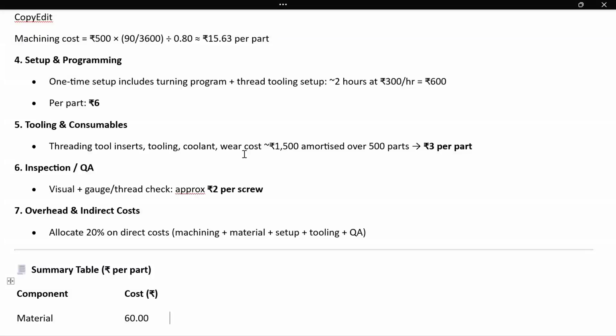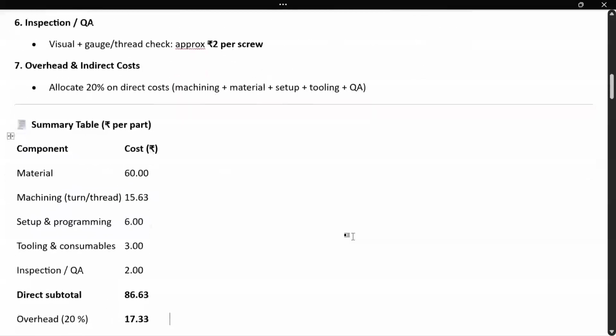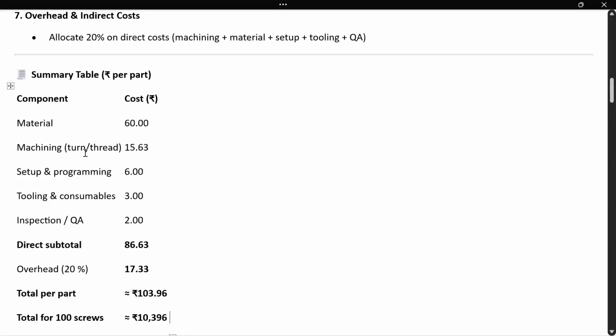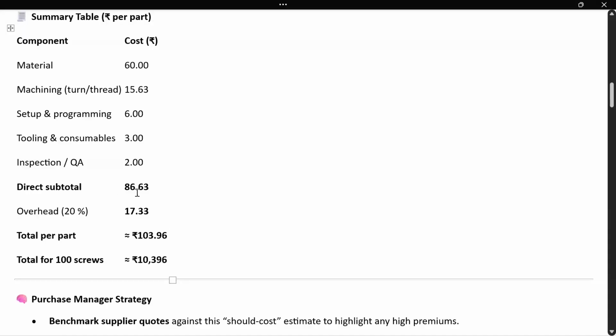Now overhead cost, an indirect cost allocated at 20% of the direct cost, that is machining, material, setup, tooling and quality inspection. Here is a summary: material cost 60 rupees, machining cost 15.63, setup cost 6 rupees, tooling and consumables 3 rupees, inspection 2 rupees. The direct cost is 86 rupees. The 20% overhead is 17 rupees, so the total per part is 103.96 rupees.